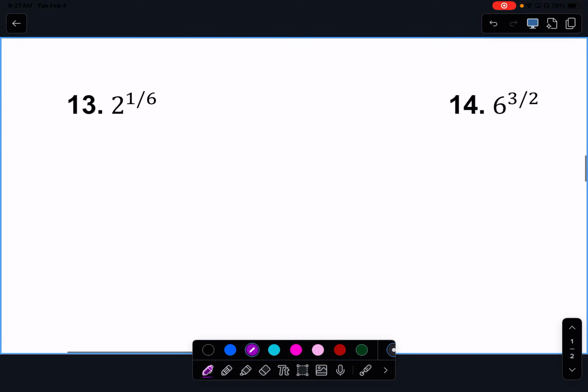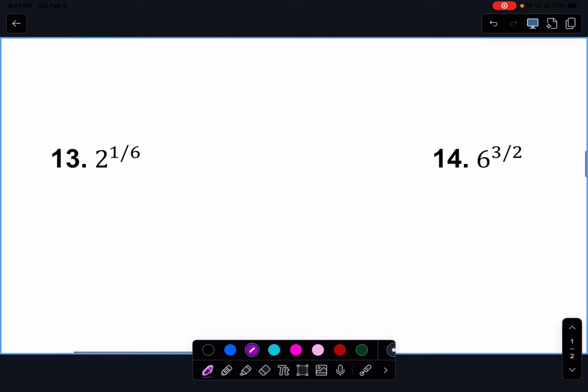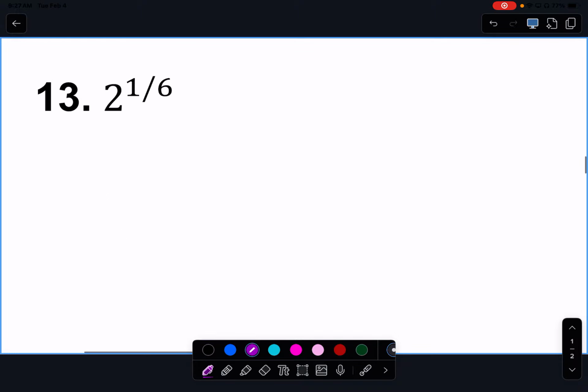All right, do 13, 14, 15 for me real quick. On 13, that's the numerator, so the power is just going to be that. Can you write that one down just to make sure?